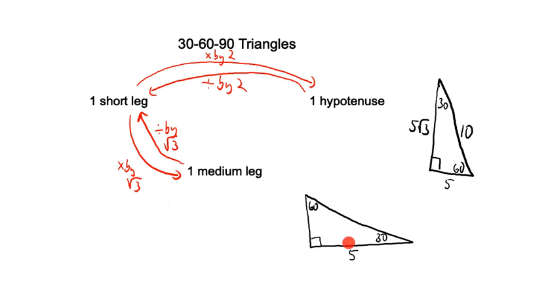All right, I know the medium leg. Where am I going to go? I'm going to get the short leg. How am I going to get there? I'm going to divide by the square root of 3. 5 divided by square root of 3. All right, now I want the hypotenuse. I'm going to get there from the short leg. I'm going to take the short leg and multiply by 2. All right, 5 over the square root of 3 times 2 is 10 over the square root of 3.